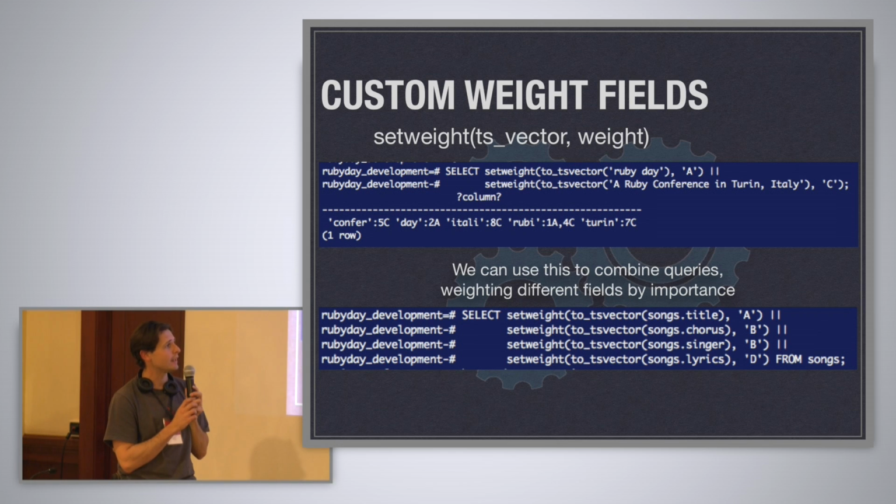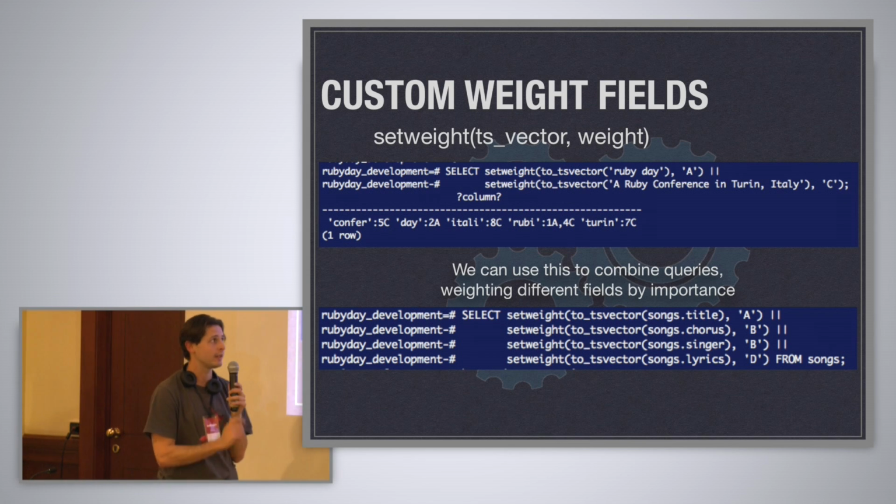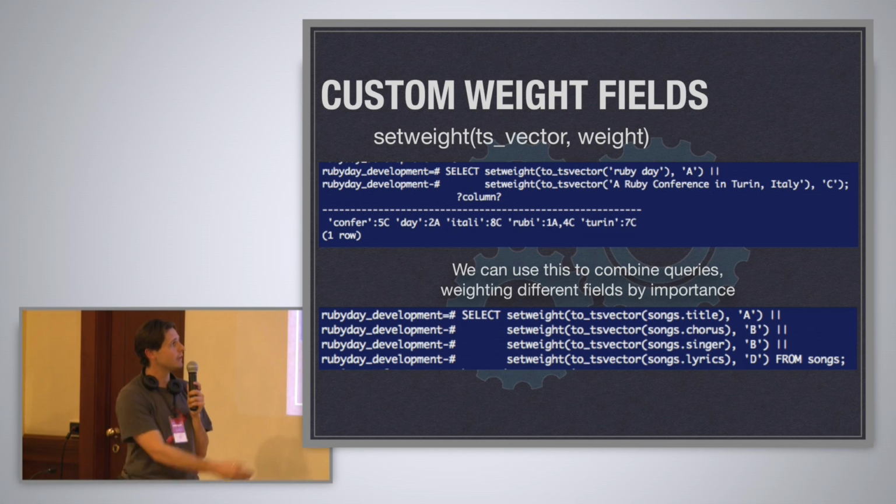Another example, we can take, like if we have a song object, and that song has a title, chorus, singer, lyrics. We'll come into this example a little bit later. But we can set different weights to each column. So if we find a match in the title, it's going to be weighted very heavily. If we find a match in the chorus or the singer, it'll be weighted less heavily. And the lyrics will be weighted even less heavily than that.